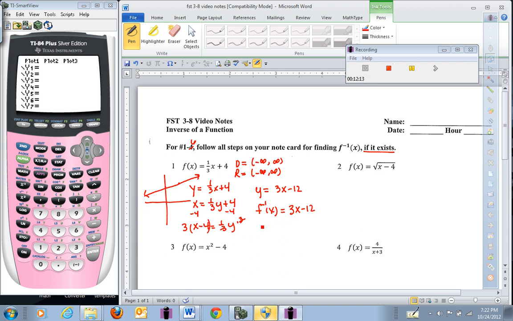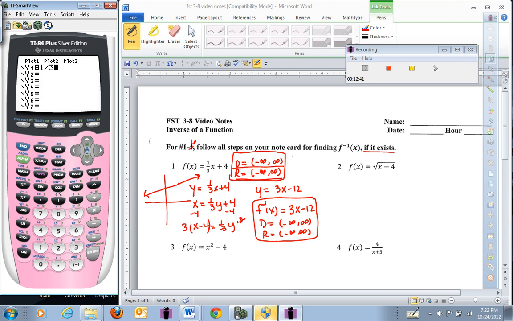And then we're going to do the new domain, which is the old range. And the new range is the old domain. Okay, so all of this is our answer. If I was checking this problem for you, I would first check to see if you wrote down the original domain and range. Then I would look at all of your work, and then I would look at your end result over here. Okay, now what I want to do is I want to go ahead and graph 1/3 x plus 4 over here. And then I want to graph 3x minus 12.